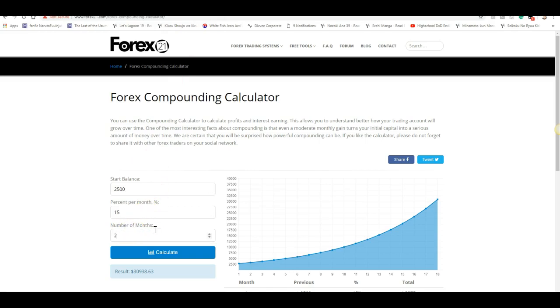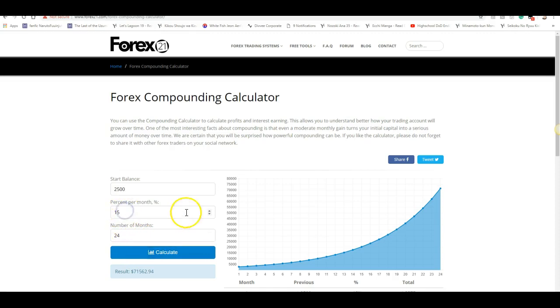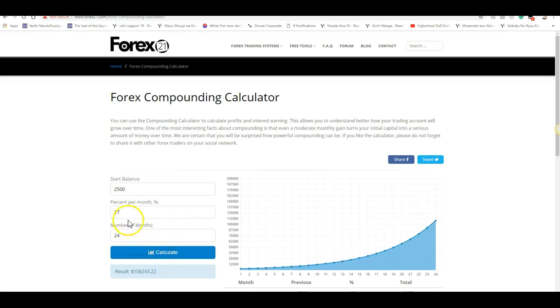If you compound for 2 years, 24 months straight, your account's sitting at $71,000 or whatever. So now, let's see what happens if you make 17% a month. There you go. Basically, if you put in $2,500 in your account and grow it for 2 years at 17%, you'll have an account over $100,000. If you do the normal thing, what I'm doing right now, 20% at least, you have an account at around $198,000 if you're consistent with growing the account by 20%.